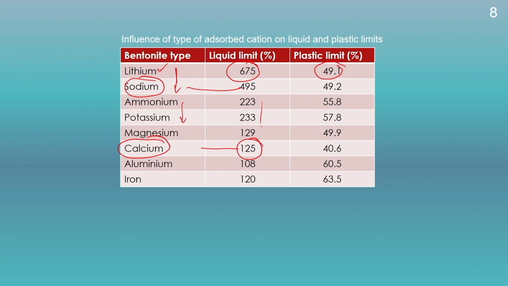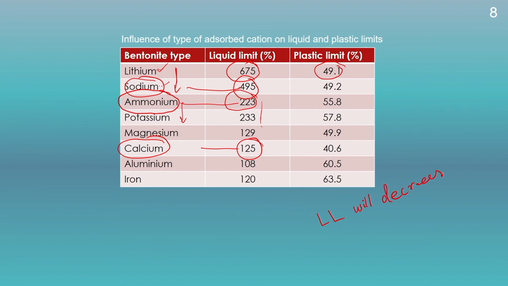And if we take the same valency, but larger the size of the adsorbed cation, we can see here sodium and ammonium. If we compare, sodium will have a smaller size in comparison to ammonium, therefore, the liquid limit for ammonium as an exchangeable cation will be less in comparison to the sodium.